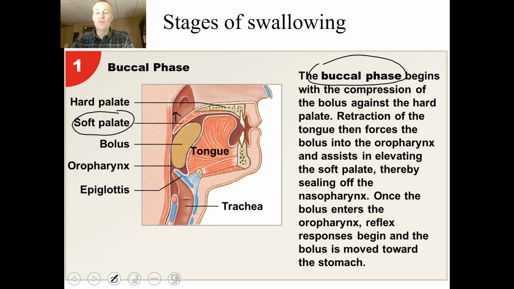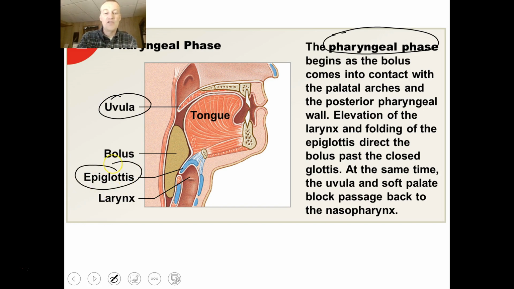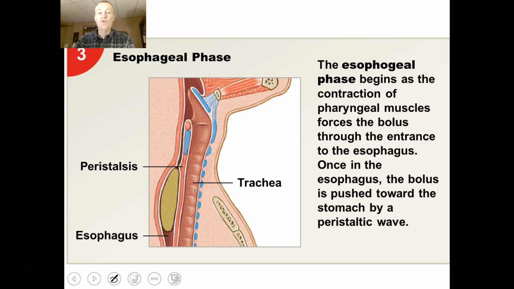Okay, once the bolus enters into the oropharynx, we're going to basically have a reflex that's going to draw it into the esophagus. So during the pharyngeal phase, that uvula stays closed off. The epiglottis is going to close over the windpipe so that food doesn't go through the windpipe. That bolus will slide on down into the esophagus, and then you're going to have rhythmic waves of contraction that will carry that on through to the stomach. That occurs during the esophageal phase. So peristalsis is just going to take it on down into the stomach.